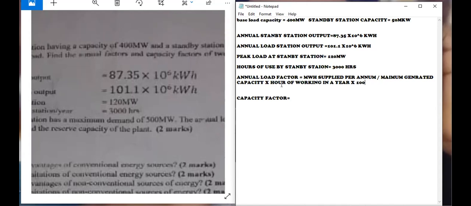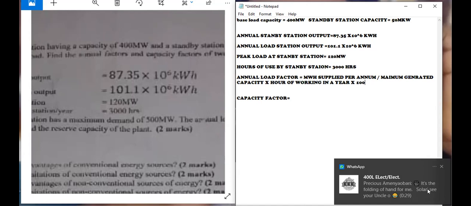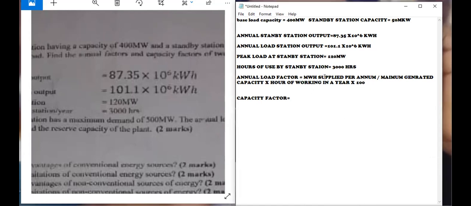Now, the first thing we ask ourselves is, do we have the megawatts supplied per annum? Yes, we have, but ours here is in kilowatt hour. Then the maximum generated capacity, do we know that? Yes, maximum generated capacity is this here. And for the base load, we have 400. And for the standby station, we have 50.